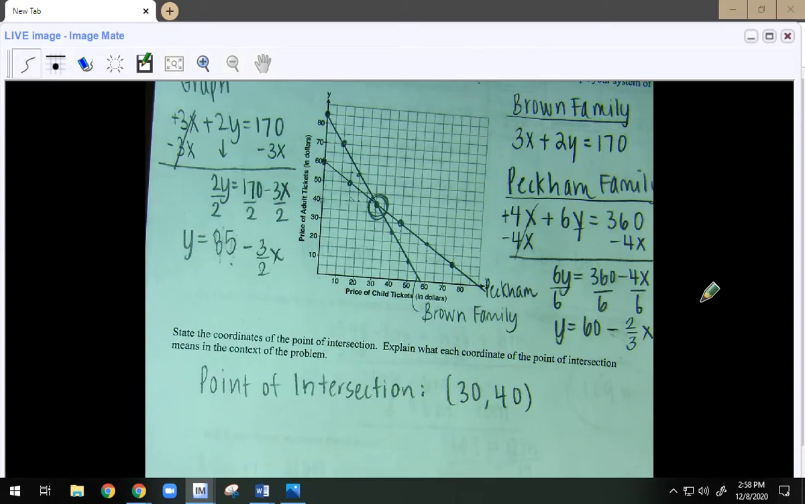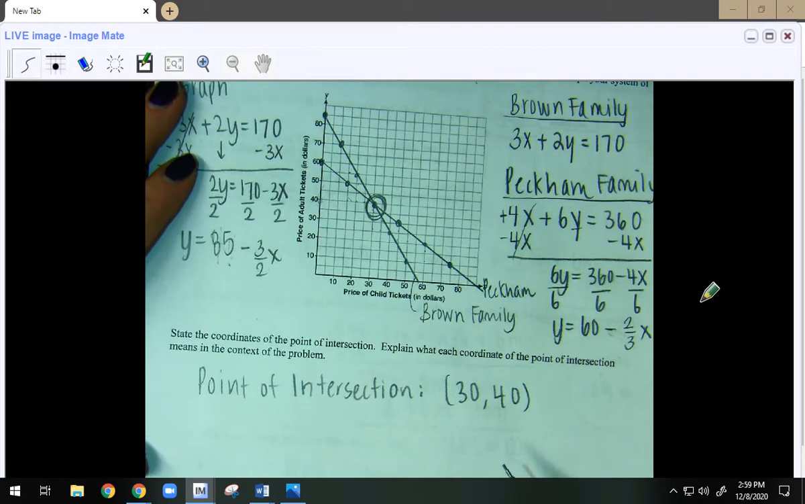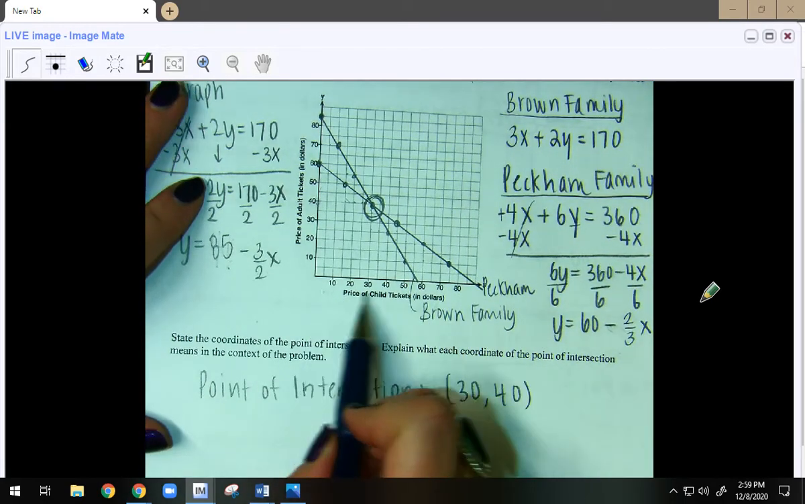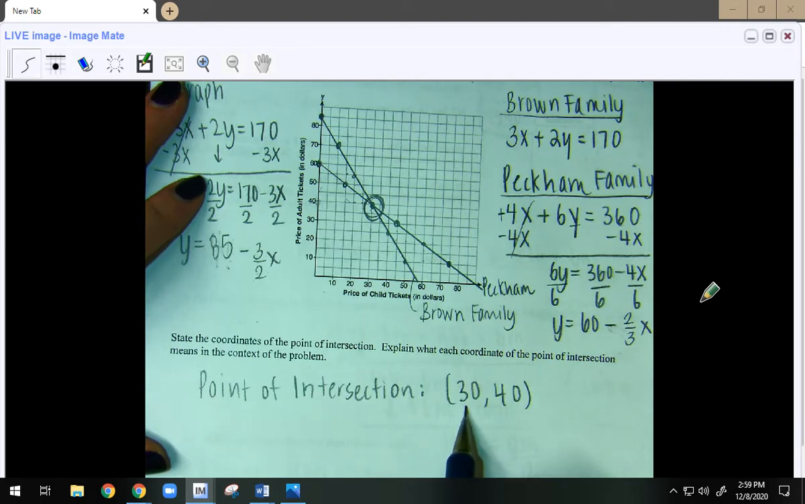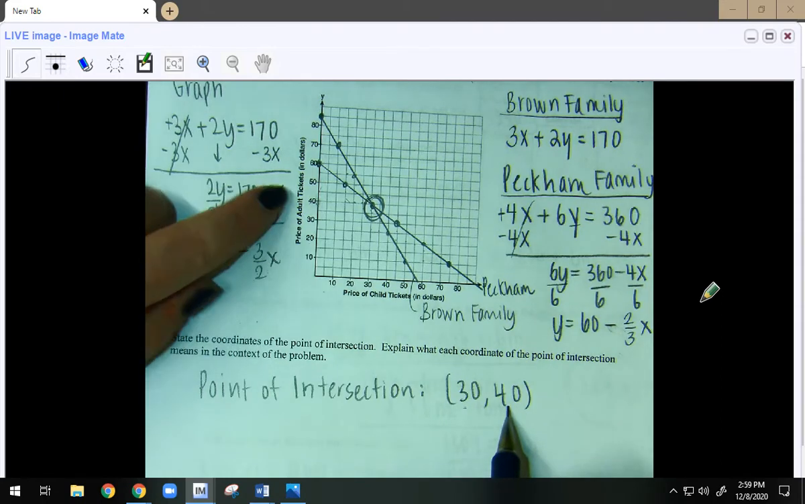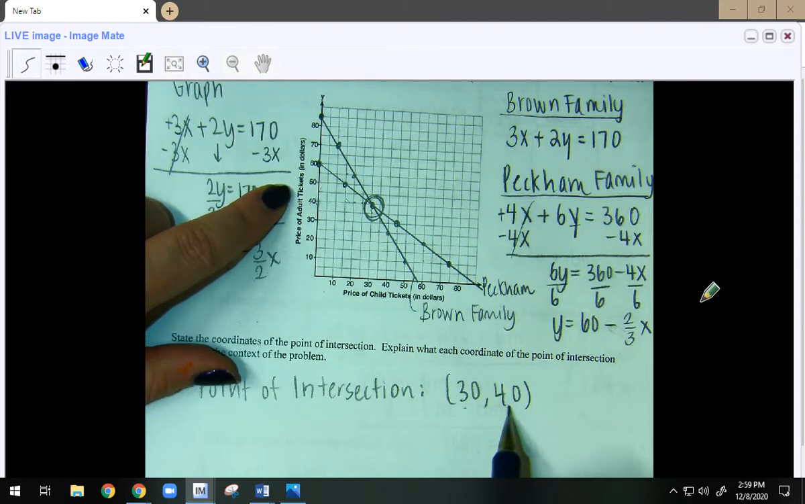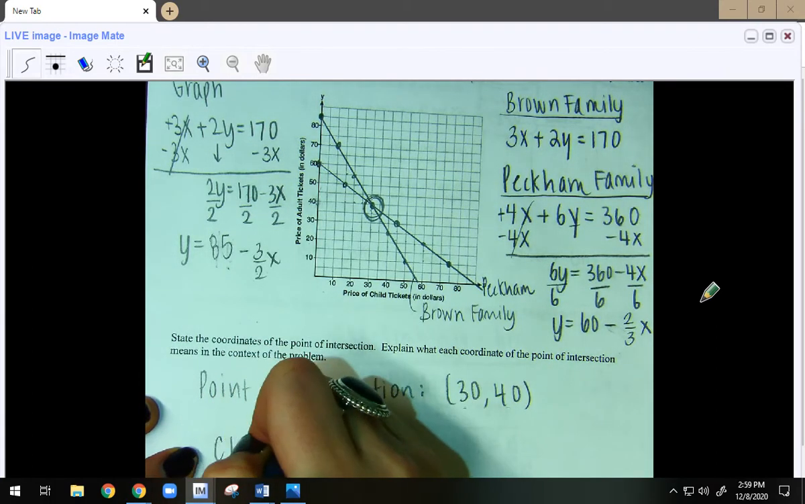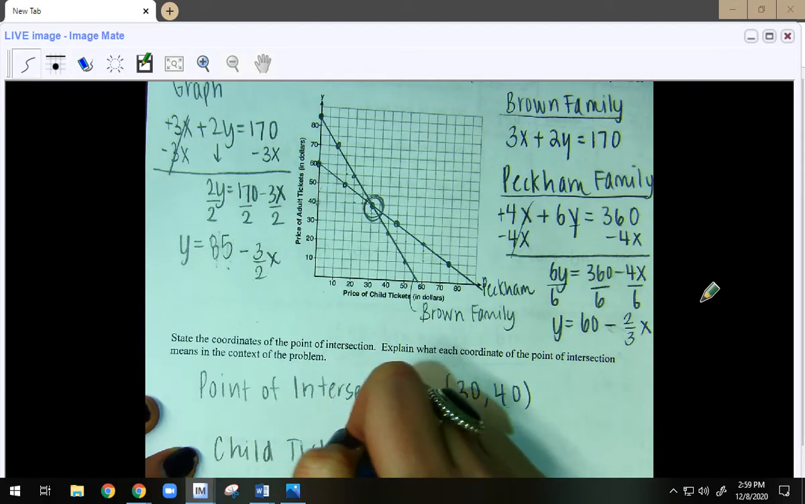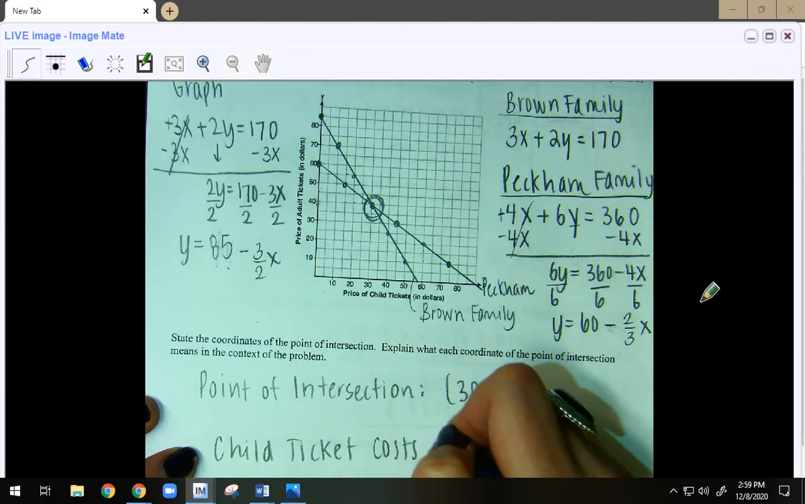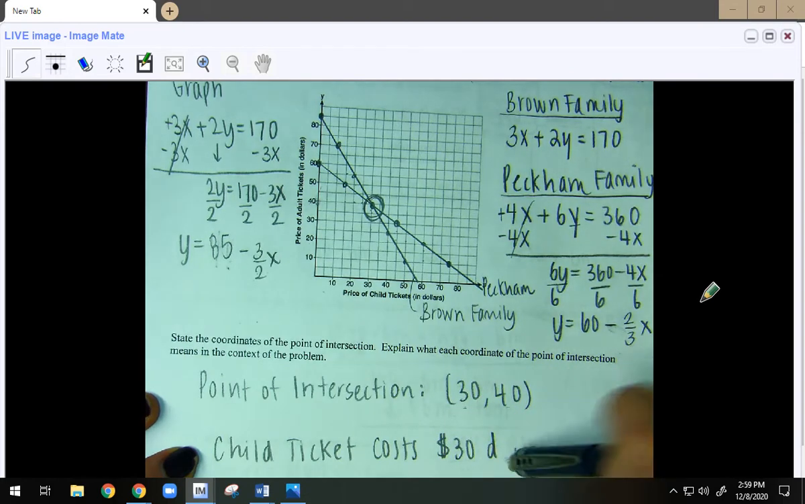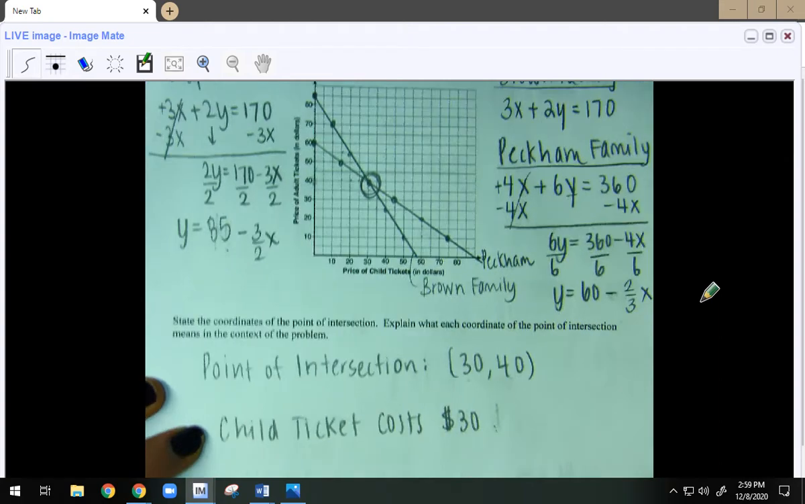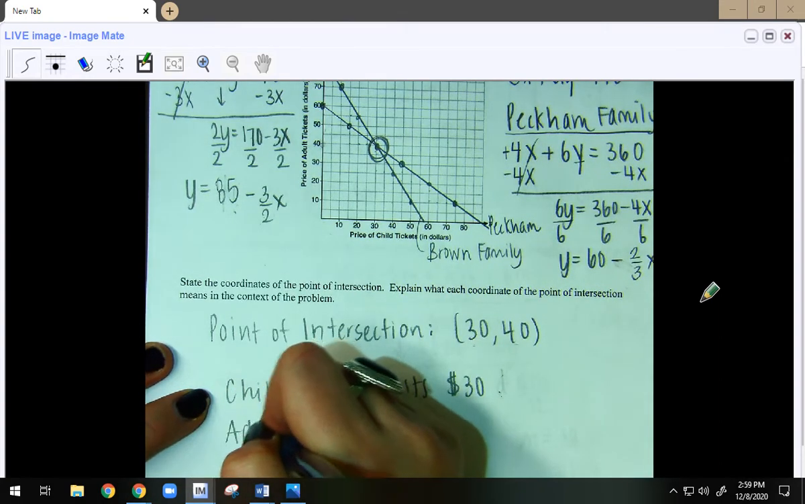Okay, so what does it mean in the context of the problem? Well, basically what you're doing is reading your axes. So the price of a child's ticket is your x-axis. So a child's ticket costs $30. And then the price of adult ticket is your y-axis. So the price of an adult ticket is $40. Okay, so a child ticket $30. I guess I don't have to write dollars since I put a dollar sign. And we can just write adult ticket.